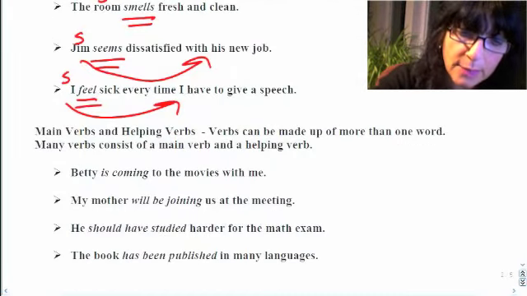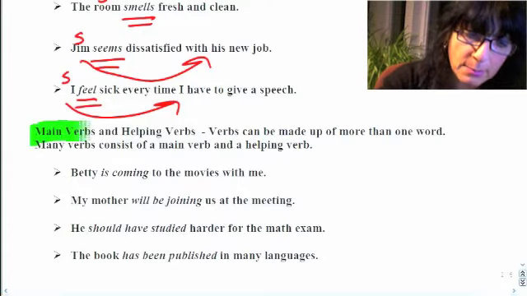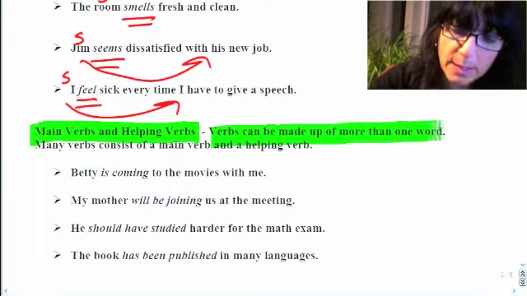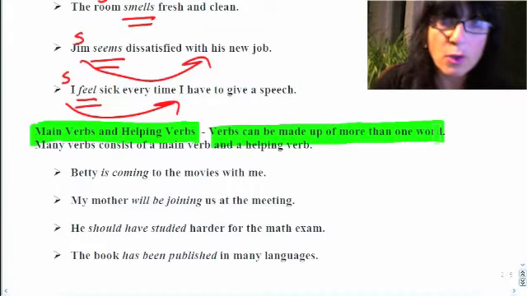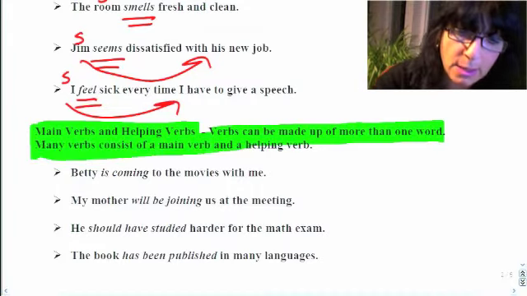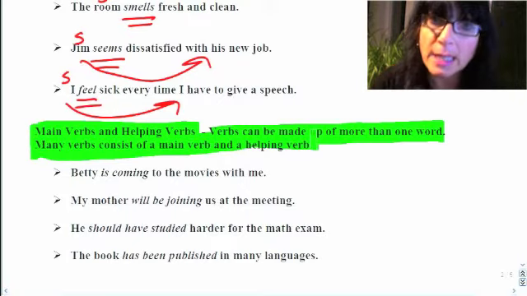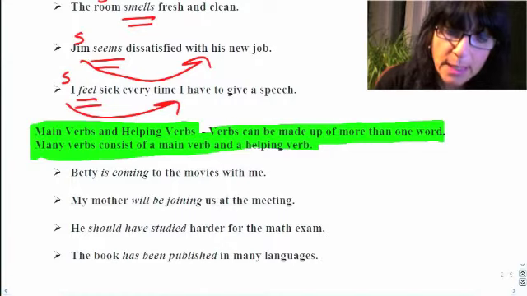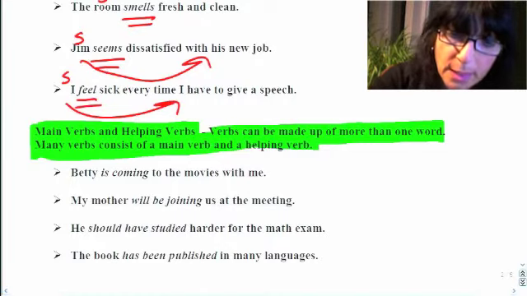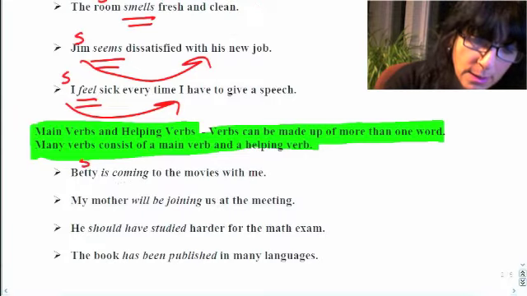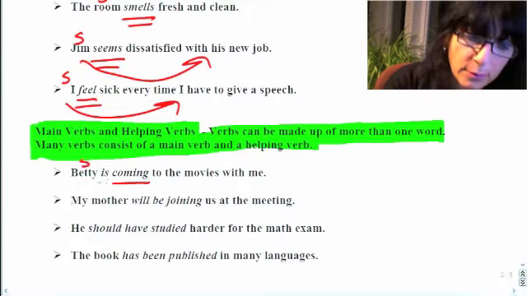And then there's yet another type of verb, and that is main verb and helping verb. Keep in mind that verbs can be made up of more than one word. There isn't just one verb at times in a sentence. It can consist of a main verb and a helping verb as well. In this example, Betty is coming to the movies with me. Betty is the subject. Coming is the main verb, and is becomes the helping verb.